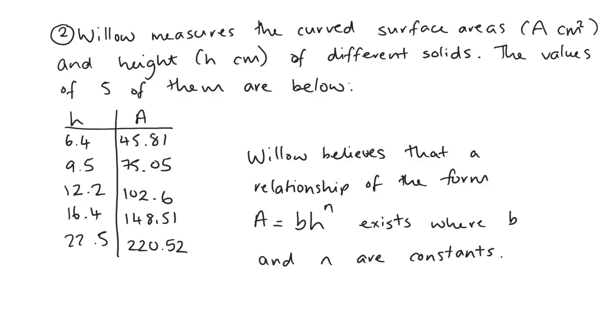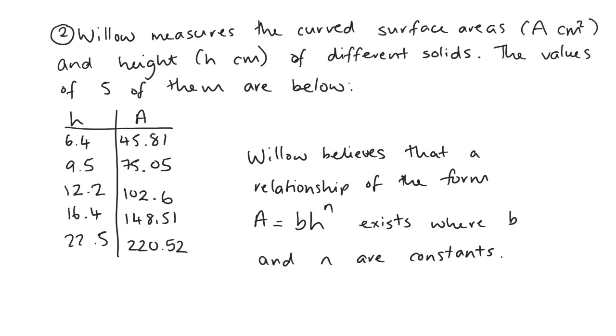Example 2 then, this is a typical exam question where they put in some kind of scenario around the values. So Willow measures the curved surface areas, A centimeters squared, and height, H centimeters, of different solids. The values of 5 of them are below. So it gives you a table of values of heights and areas of 5 different shapes.